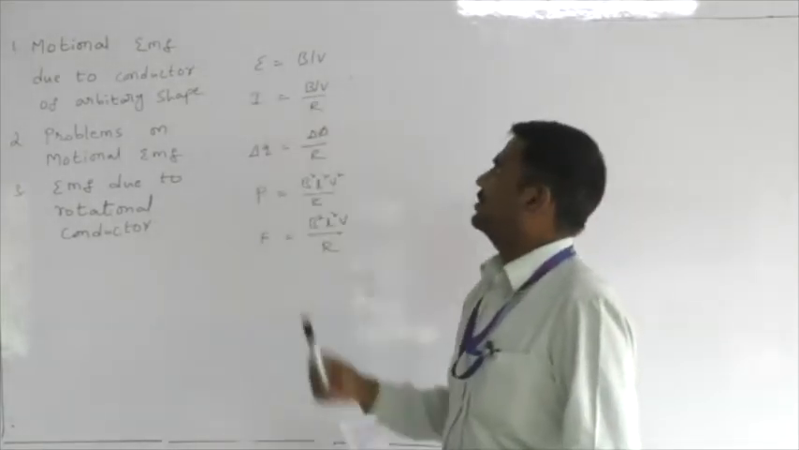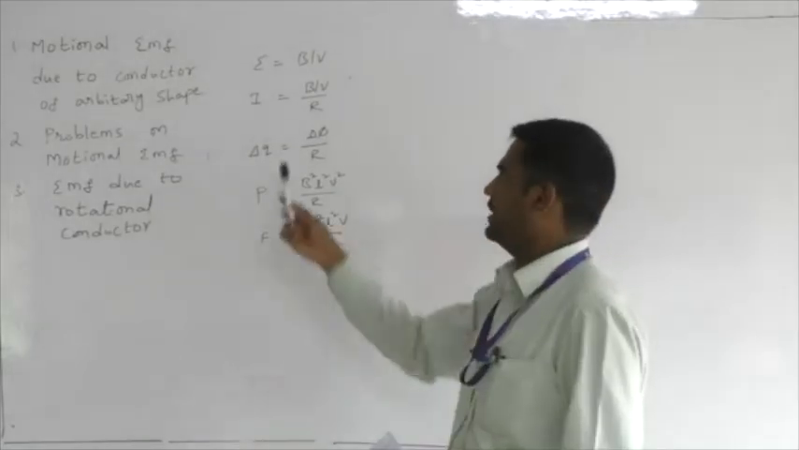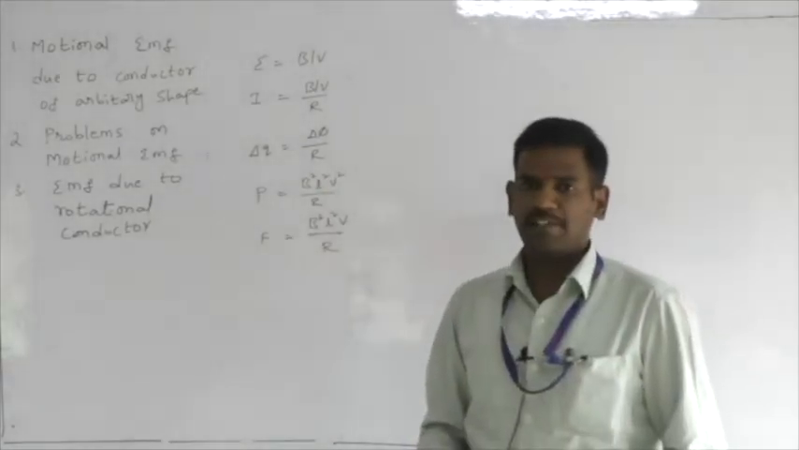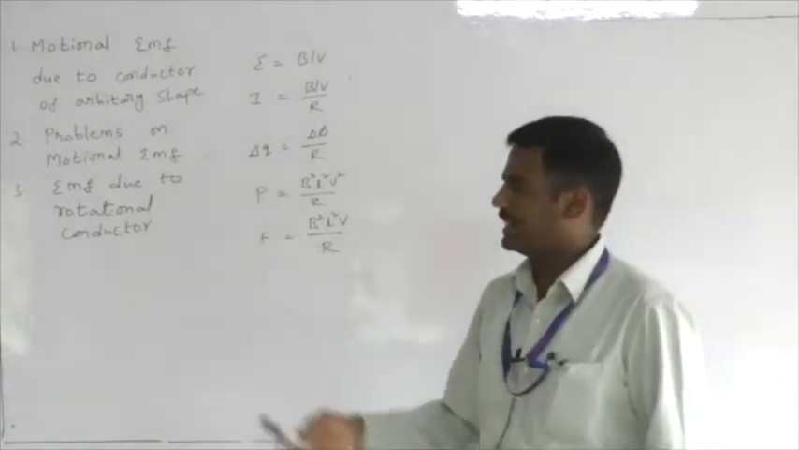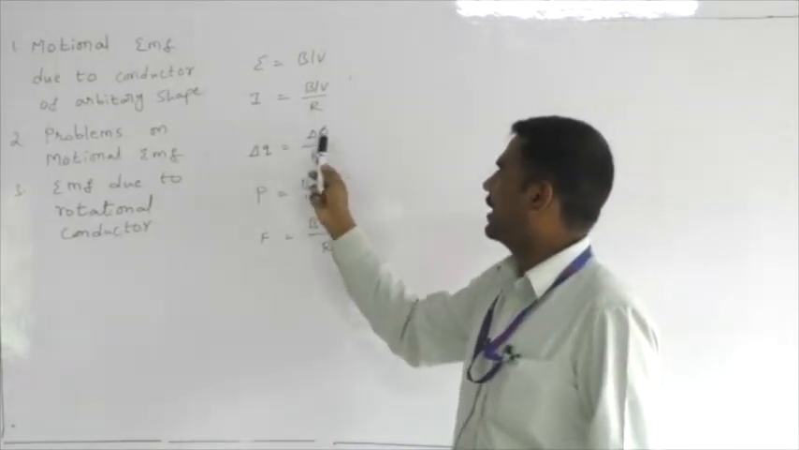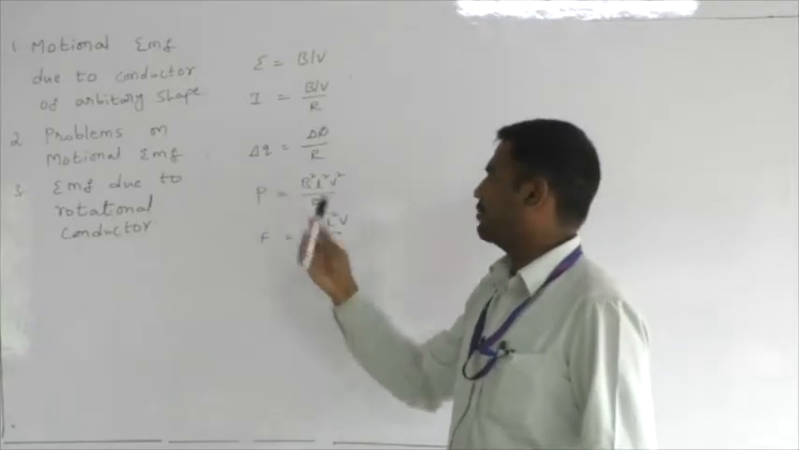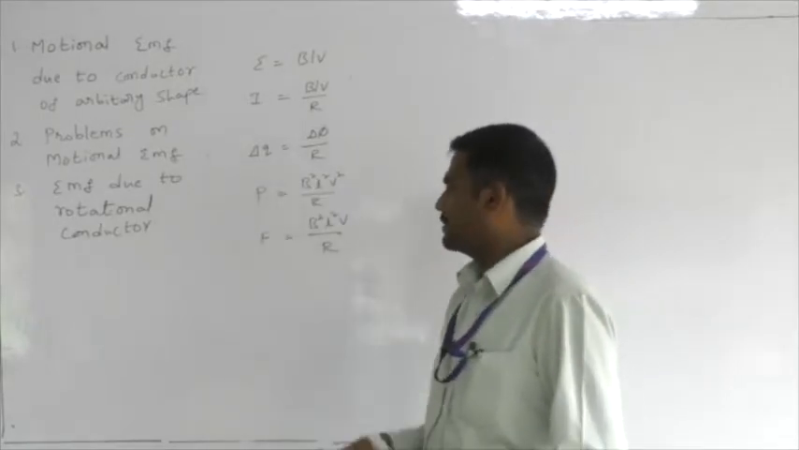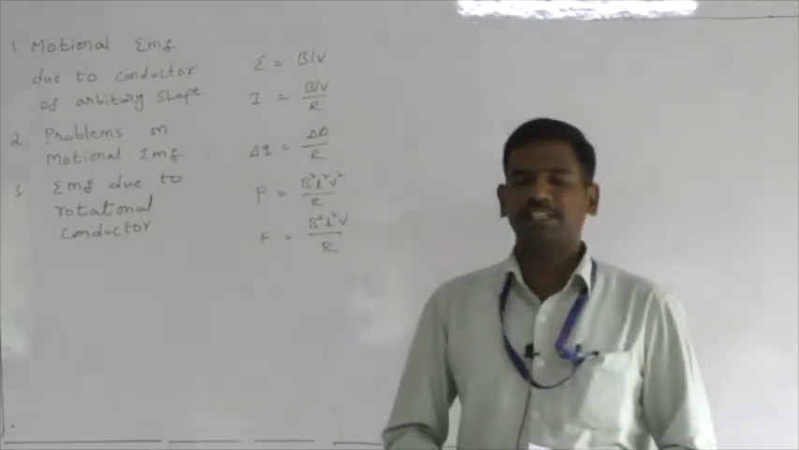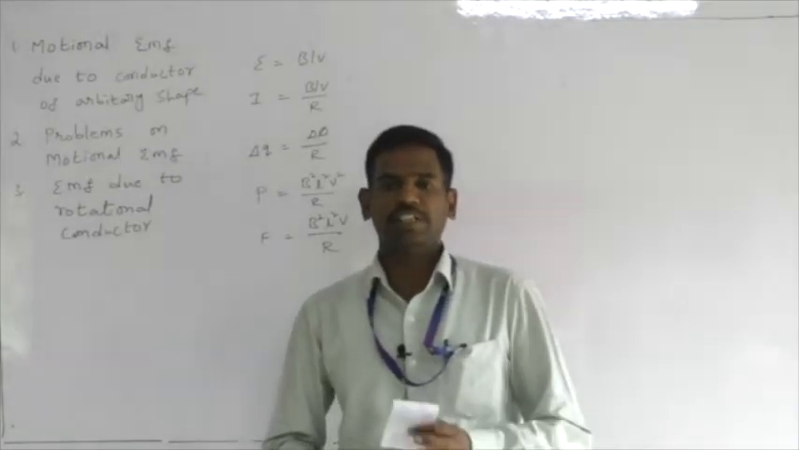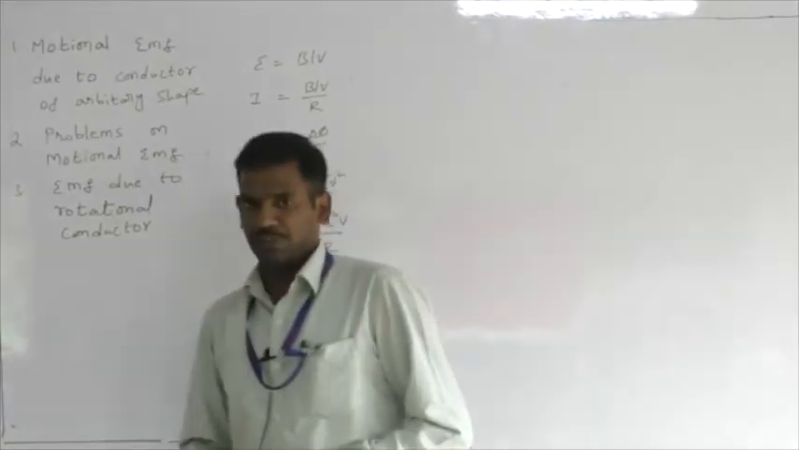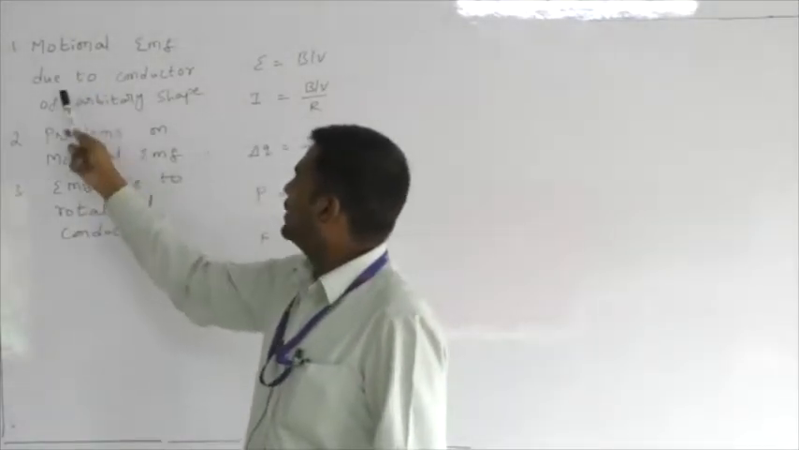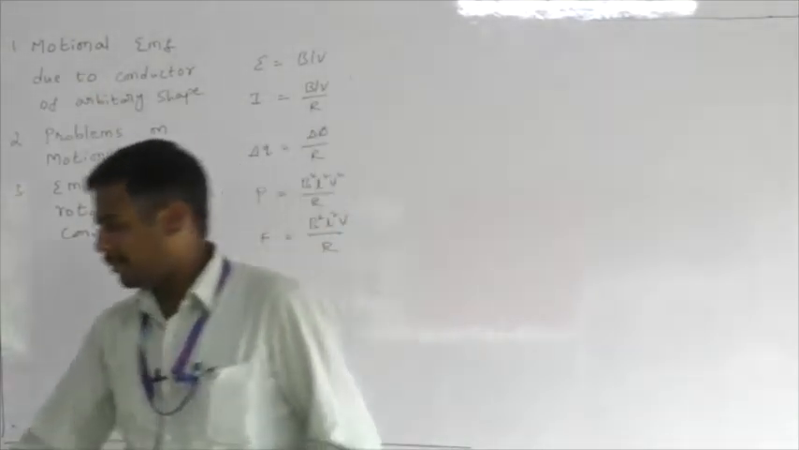The induced EMF magnitude is given as BLV, and induced current is given as BLV divided by R. The delta Q, the amount of charge induced, equals the average change in magnetic flux divided by the resistance. This is the power dissipated, and this is the force experienced by the conductor when it is moving inside the magnetic field. Now, with this background, let us see the motional EMF due to a conductor of arbitrary shape.